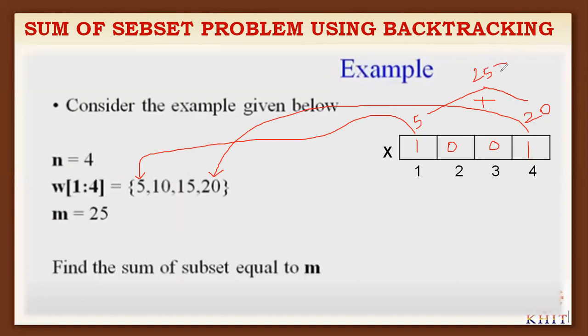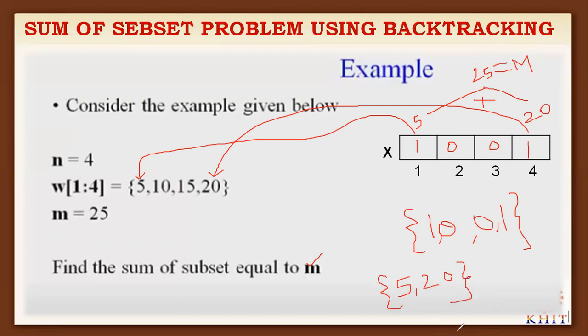25 is equal to the m value. Now we got the solution. The subset is 1, 0, 0, 1. This is the subset. That means 5 comma 20 is the subset. This is the solution which can be generated from the given graph. This is the sum of subset problem.